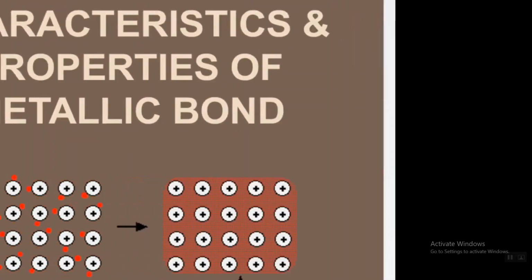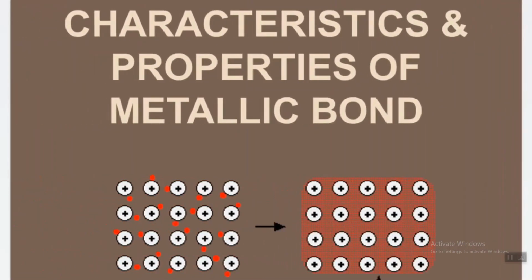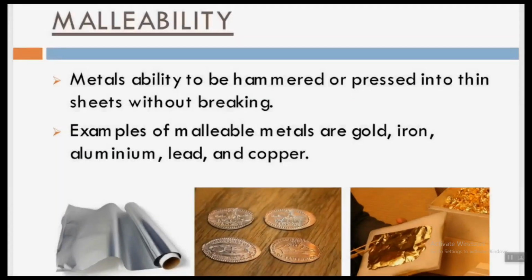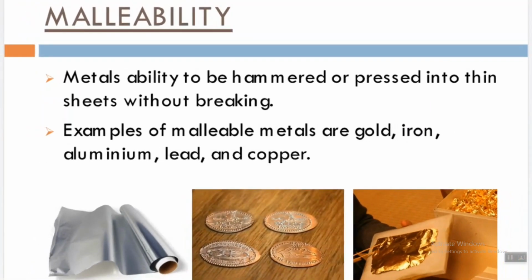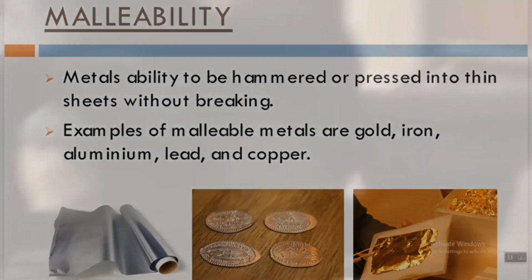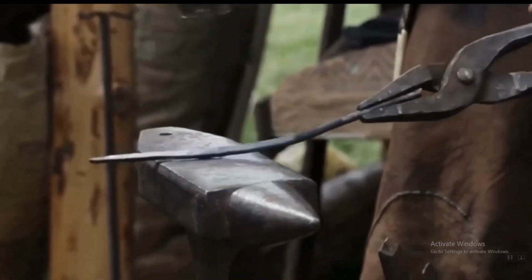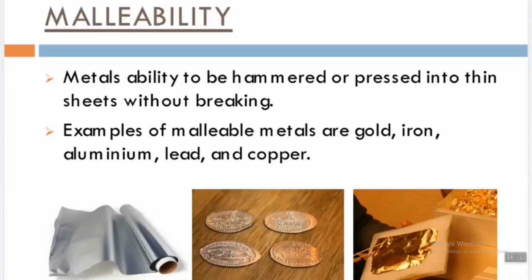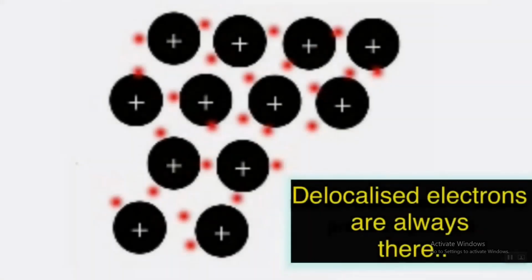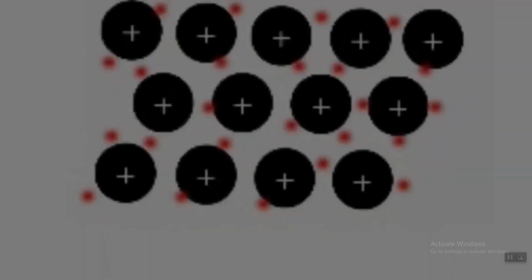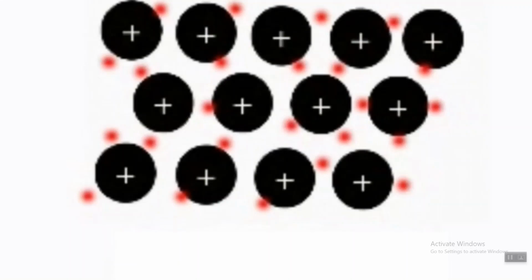So we move to the characteristics and properties of metallic bonds. First of all, metal is malleable. What is the meaning of malleability? Malleability means you can hit them and they are going to flatten out without breaking. Why is metal malleable? This is because the delocalized electrons are always there, always holding together and shifting the positive ions.